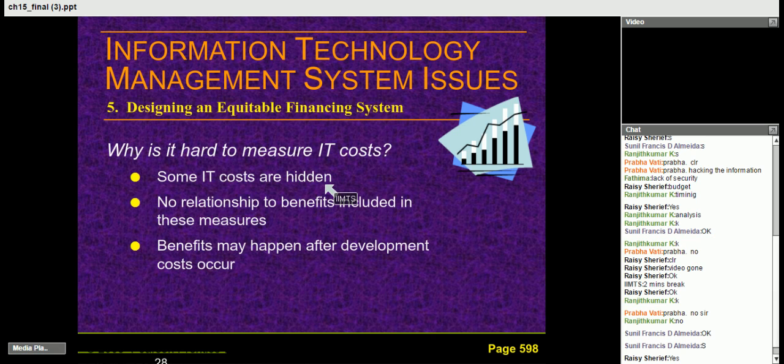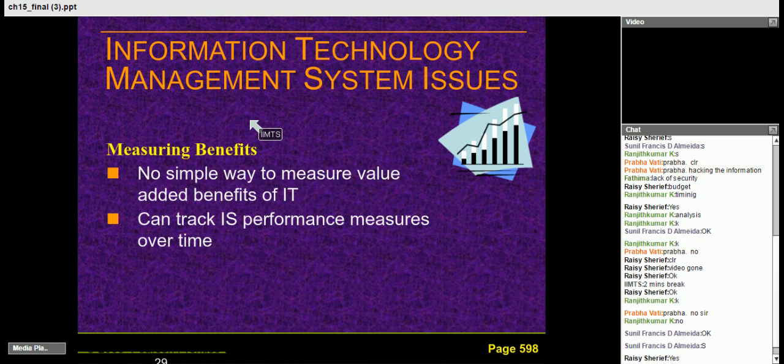Then why is it hard to measure IT costs? Some IT costs are hidden. There is no relationship to benefits included in these measures. Benefits may happen after development, when the costs occur. So there is no simple way to measure value added benefits of IT. You can track IS performance measures over time.